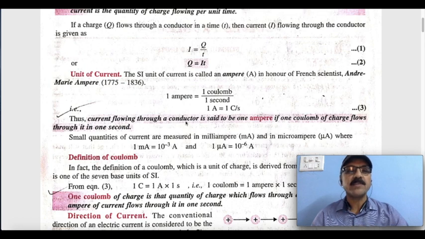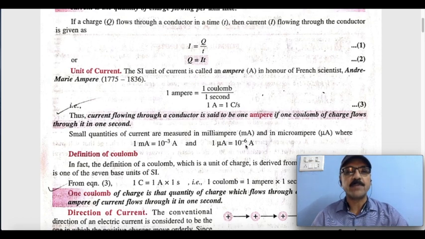Ampere is the bigger unit, and a smaller unit is the milliampere. So 1 milliampere equals 10 to the power minus 3 ampere, and the smallest unit here is the microampere. 1 microampere equals 10 to the power minus 6 ampere. Micro is denoted by mu.